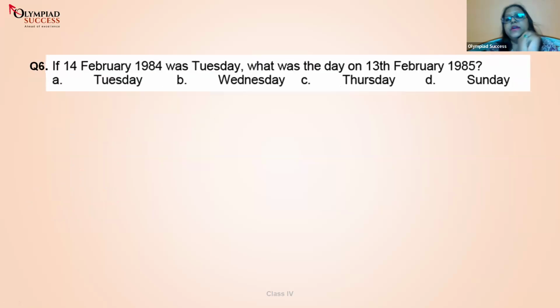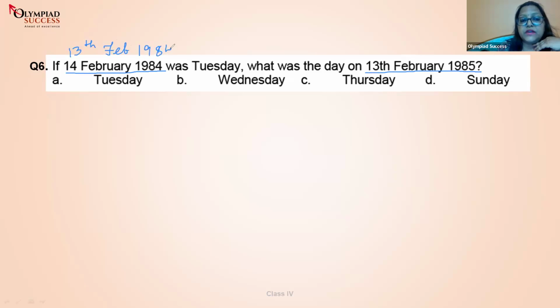If 14th February 1984 was Tuesday, what was the day on 13th February 1985? This is a very interesting question. You can see over here, they have given you 14th February 1984. The year is 1984. And here they are asking for almost 1 year, 13th February 1985. So if 14th is Tuesday, then 13th February 1984 would have been Monday, correct? Yes.